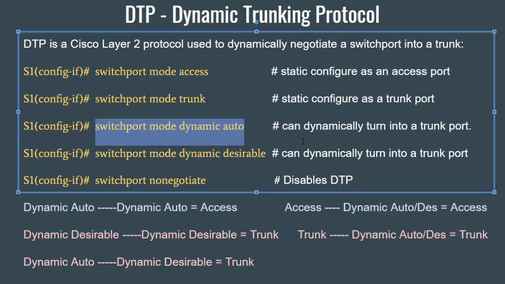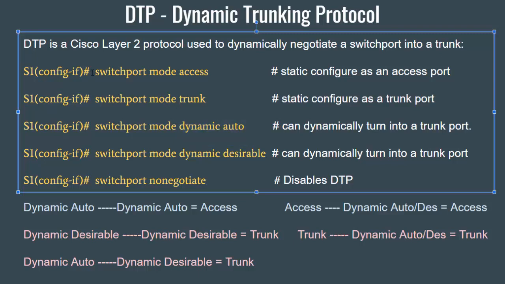All the switch ports are in dynamic auto mode. And what does that mean? It means that the switch port can dynamically turn into a trunk port. If one end of the link, let's say, is dynamic auto mode, and then you connect to another switch, and on that switch port, the switch port is in switchport mode trunk, then the dynamic auto side link will dynamically turn into a trunk.